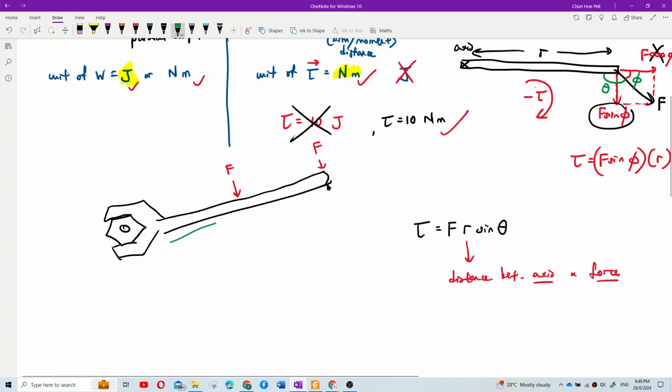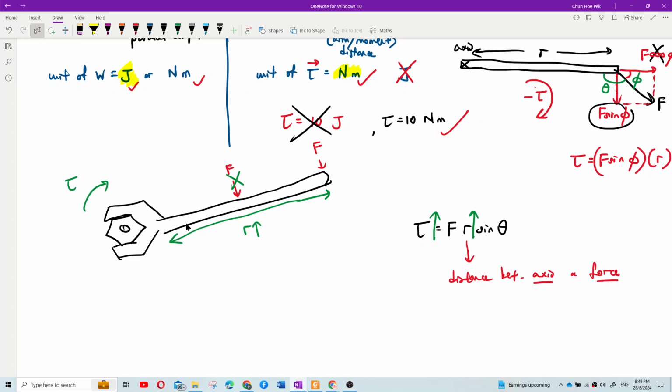Because of the R. If R is bigger, the torque is bigger. Right? So we hold at the end, and you need less force to make a rotation, to have a torque to rotate it. Bigger R means bigger torque.